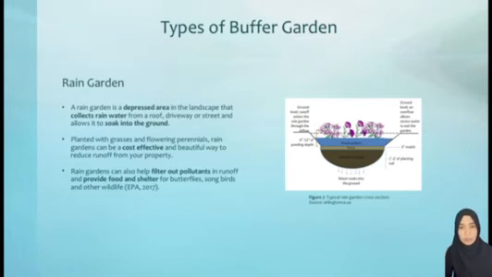Planted with grasses and flowering perennials, a rain garden can also help filter out pollutants in runoff and provide food and shelter for butterflies, songbirds and other wildlife. The typical rain garden consists of soil, mulch, ponding water and also the plants. The ponding water will usually increase or decrease, depending on the situation.